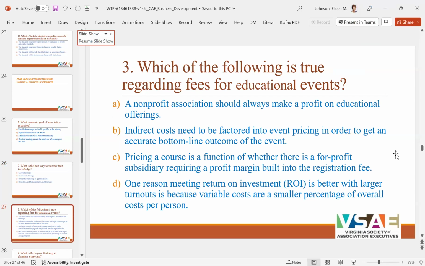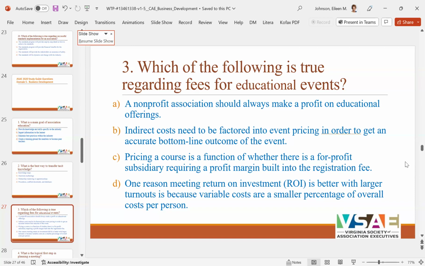Which of the following is true regarding fees for educational events? A, a nonprofit association should always make a profit on educational offerings. B, indirect costs need to be factored into event pricing in order to get an accurate bottom line outcome of the event. C, pricing a course is a function of whether there is a for-profit subsidiary requiring a profit margin built into the registration fee. D, one reason meeting ROI is better with larger turnouts is because variable costs are a smaller percentage of overall cost per person. Geez.